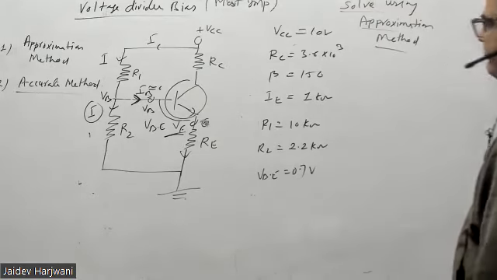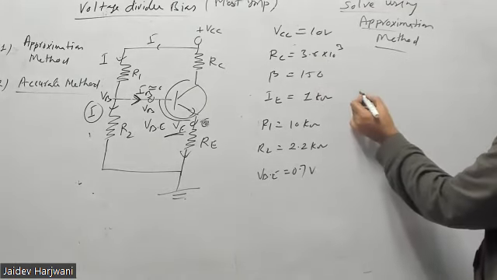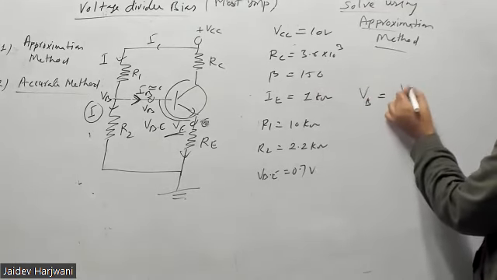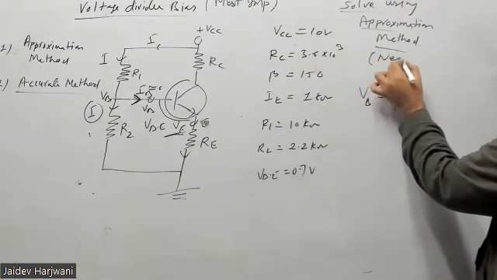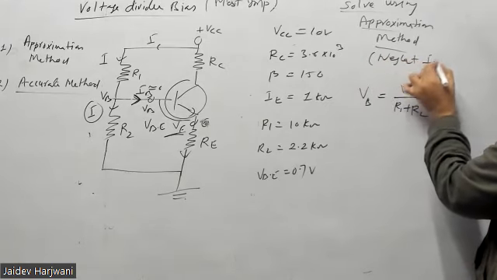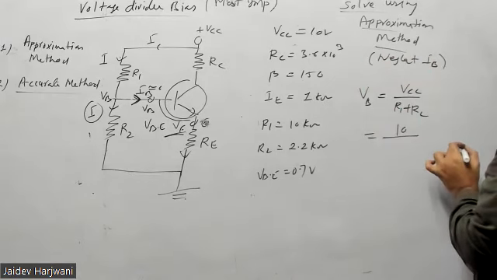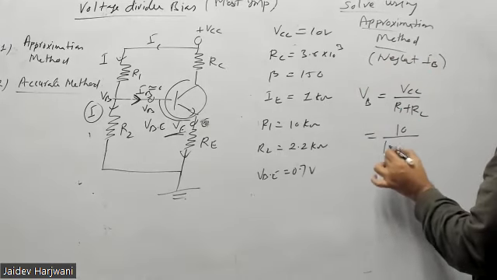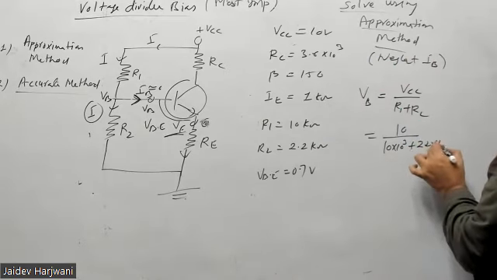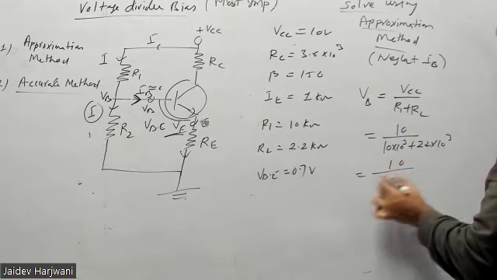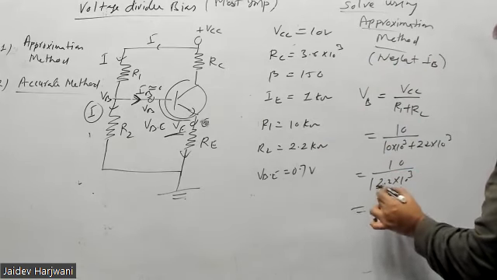So again, first thing is you have to find the VB. And VB, you know, is VCC times R2 upon R1 plus R2, neglecting IB. VCC is 10. R1 plus R2 is how much? 10 kilo ohm plus 2.2 kilo ohm, 12.2 kilo ohm. How much milliampere is coming? Tell me.